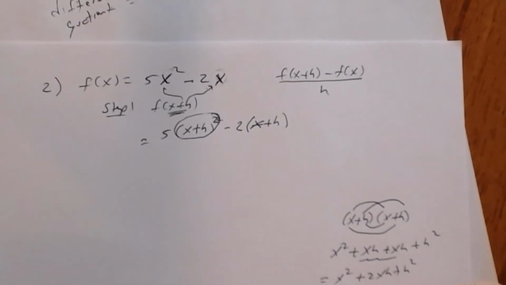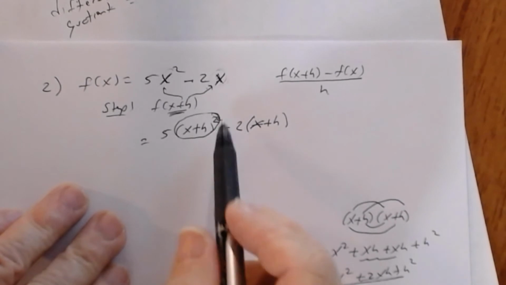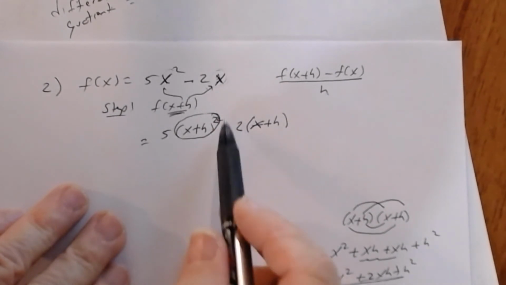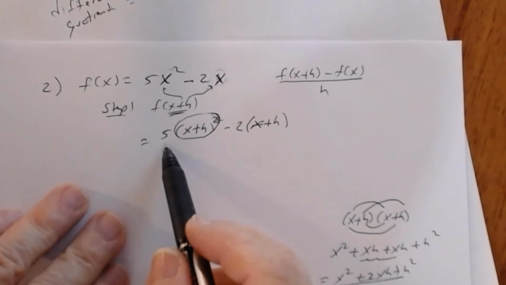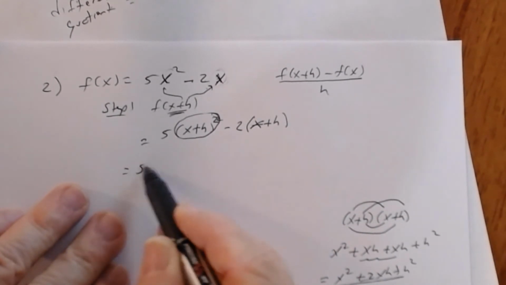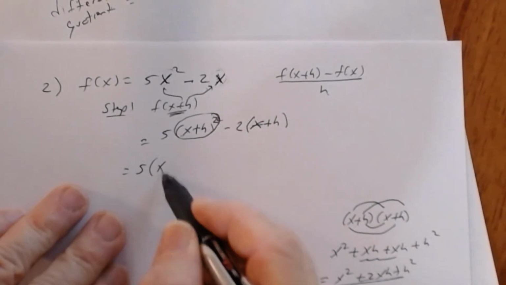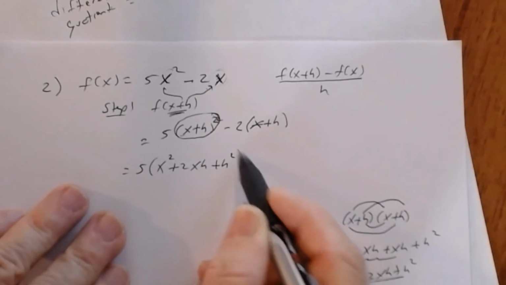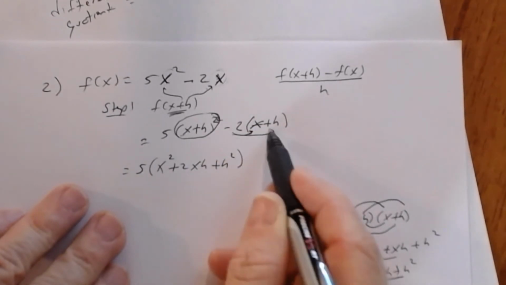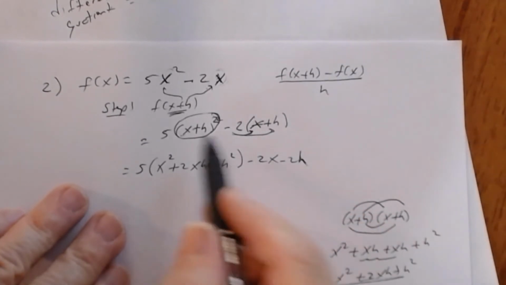All right, now, always look at what you have. This is just this right here. But remember, what else am I doing to (x plus h) squared? I am also multiplying it by 5. So now you have to say 5 times, and remember, this is now this trinomial. So you write it, x squared plus 2xh plus h squared. And then let's go ahead and distribute here. Minus 2x minus 2h.